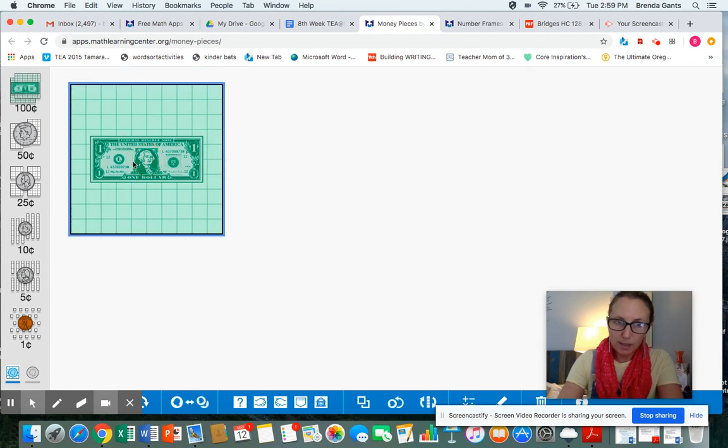It shows us that $1 is worth 100. There's 100 squares here if you count them one by one. We're going to count them by tens. 10, 20, 30, 40, 50, 60, 70, 80, 90, 100.